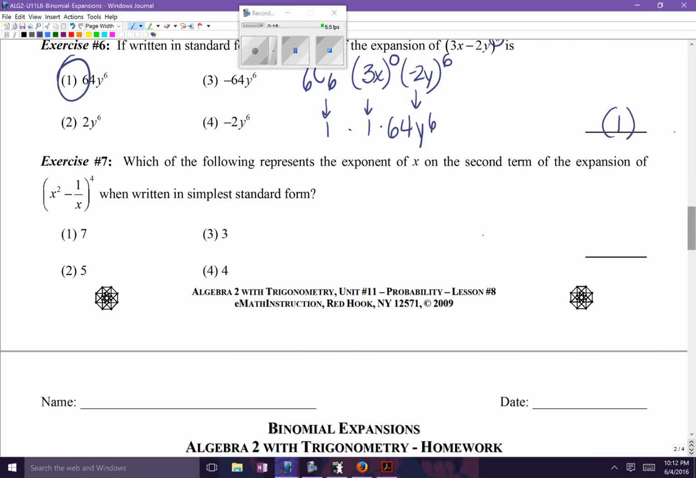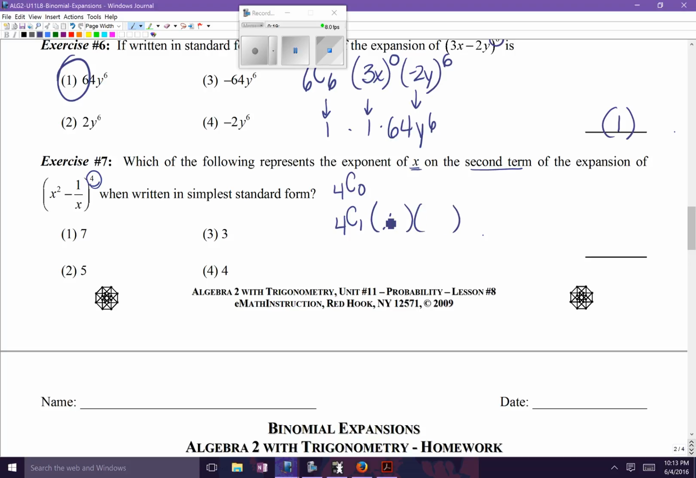Which of the following represents the exponent of x? Okay, so a little bit more of a variation on the second term of the expansion of (x squared minus 1 divided by x) raised to the 4th. All right, so let's see. The first term would be 4 choose 0. The second term would be 4 choose 1, and that's what we want. And they want the exponent of x. So let's keep going. I don't like what I see yet.